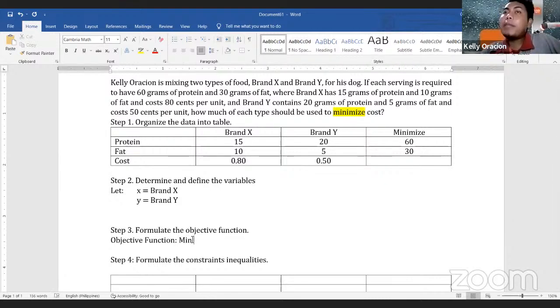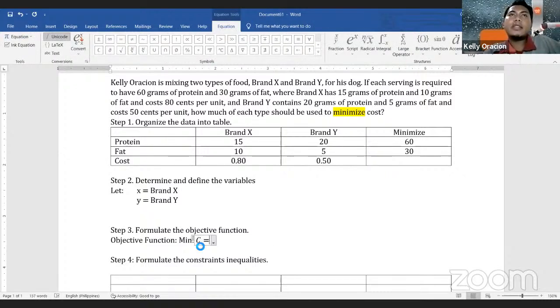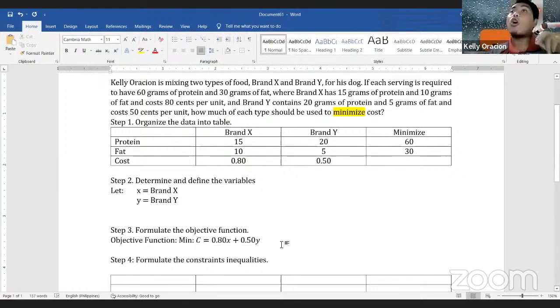So we put min, not max. Minimize the cost. The symbol for cost is C, so C is equal to 0.80x plus 0.50y. We're going to minimize the cost so that Kelly can save more. After this, step 3, we can formulate the constraints.